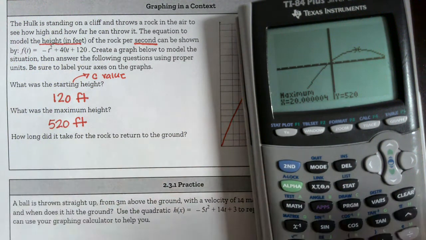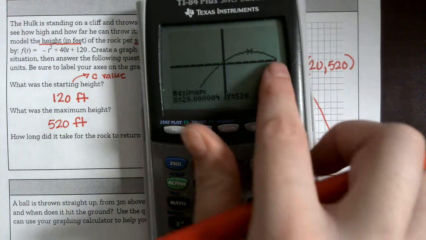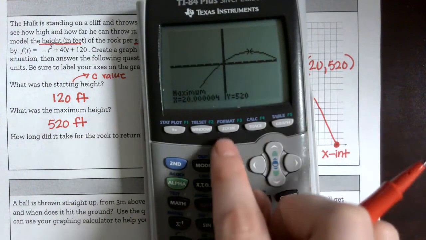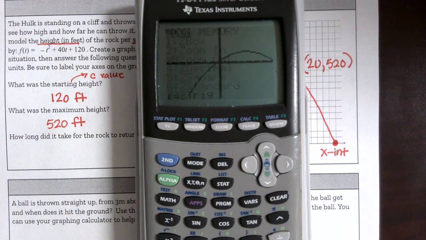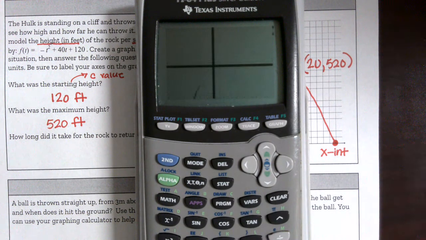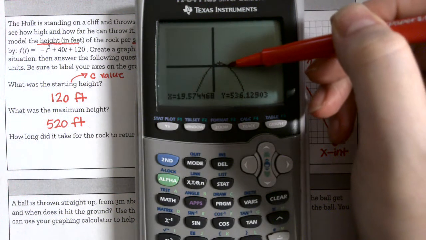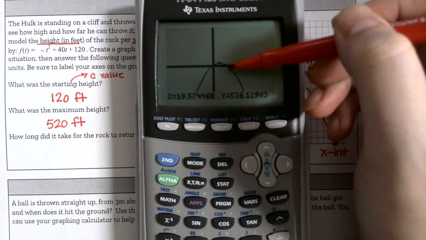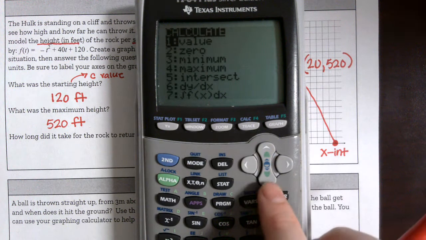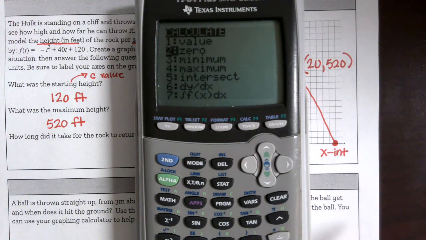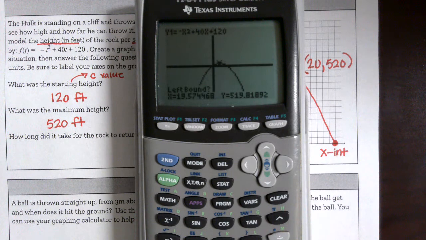Now, the last one is how long did it take for the rock to return to the ground? And I can't quite see that spot, so I'm going to zoom out one more time. So zoom out. Remember, hit enter again. And now the point where it hits the ground is over here. So I'm going to try to estimate where that point is by calculating. So second trace. This time we're calculating a 0 because that is another word for x-intercept. So I'm going to calculate a 0.